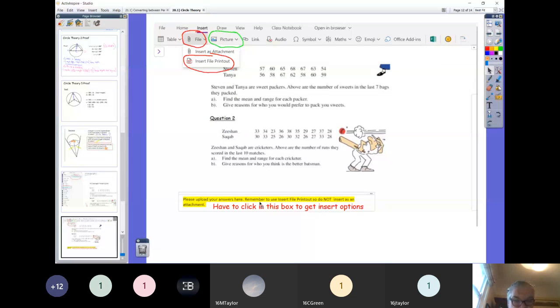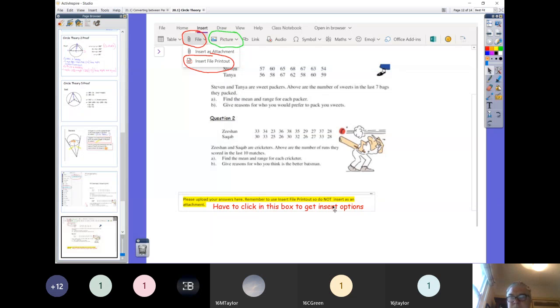So you will click on this box. When you click on this box, this file and this picture option will become available to you. Okay. Now, obviously, you've just taken pictures on your camera. You go down the picture route. But if you're scanning your work and uploading, so going down the file option, please make sure you go for the insert file printout option. Okay, not insert as attachment. That will mean when you upload your answers here, it's dead easy for me just to mark on the screen, please.